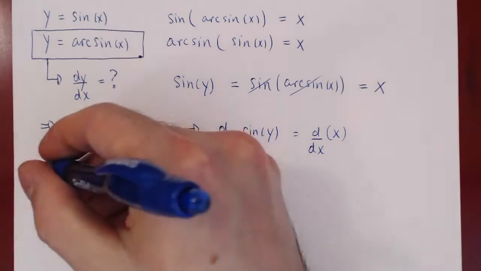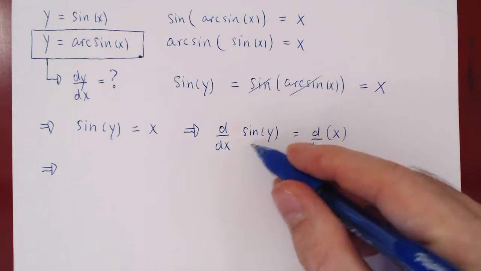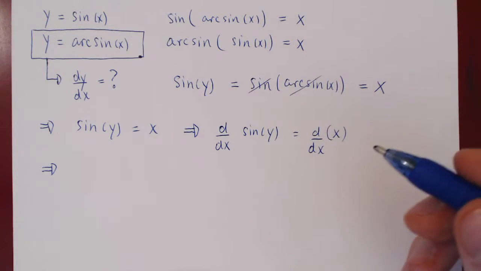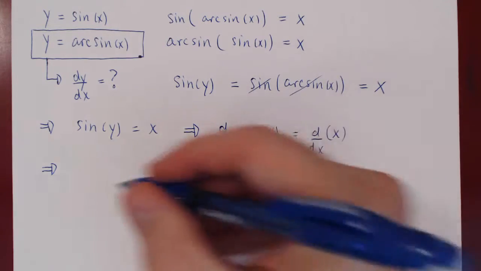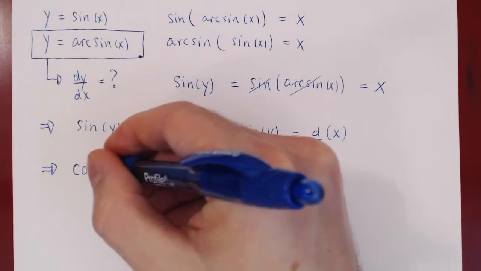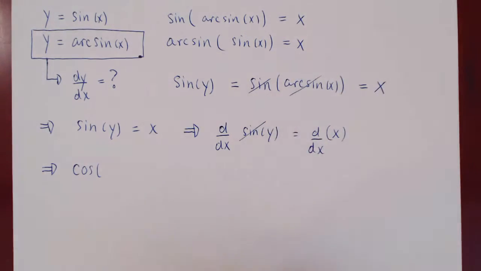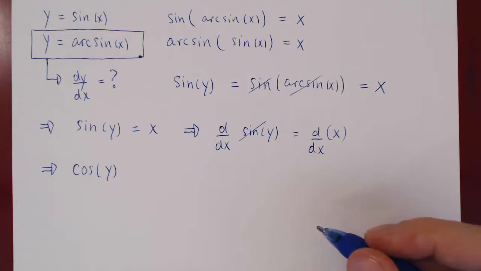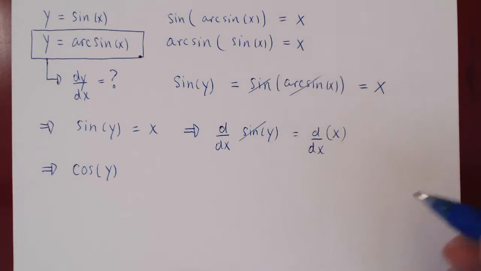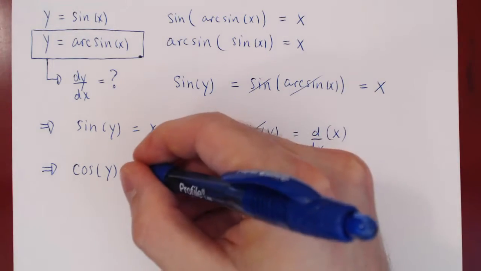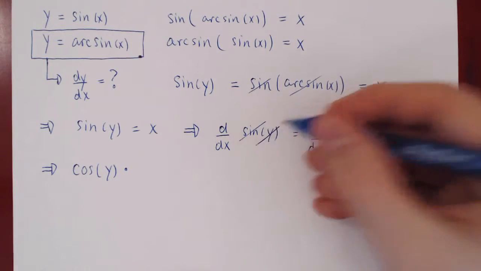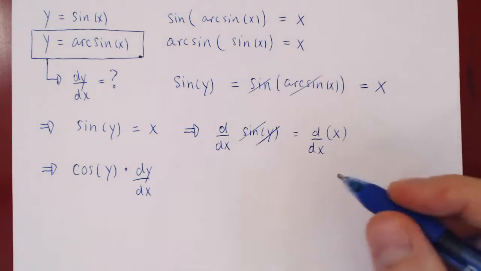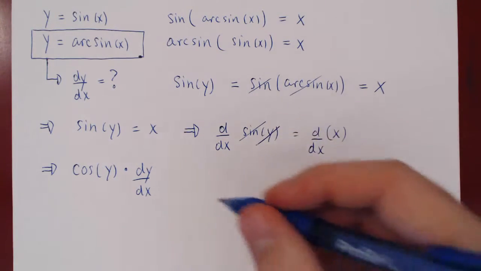So what do we have from the left-hand side? Well, here we have a composition. This is sine of y. By the chain rule, we'll differentiate the outside function, which is sine. The derivative of sine is cosine. Cosine of what? Of what's left over, which is y. But we're not done. There's a y left over. By the chain rule, we multiply cos of y by the derivative of what's left over, which is dy over dx. And that takes care of the derivative of the left-hand side.